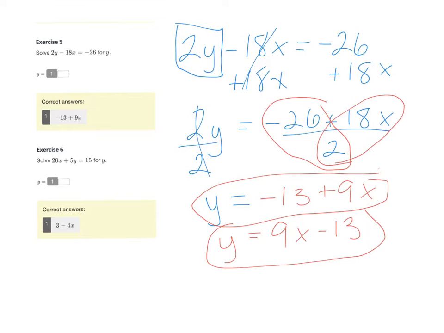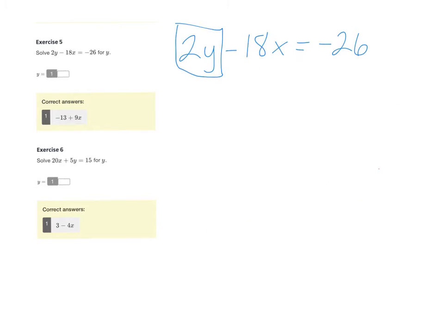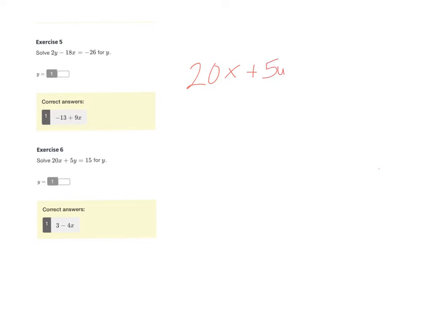All right, let's look at example 6. Let me clean this up. We'll do number 6. I've got 20x plus 5y is equal to 15, and they want us to solve for y. So we need to get y by itself. So I'm going to start out by getting rid of this part, positive 20x. I'm going to do the inverse. So what's the inverse of a positive 20x? It is minusing 20x from both sides.